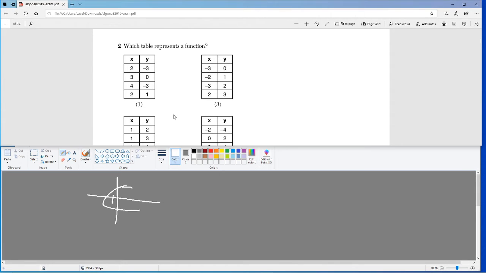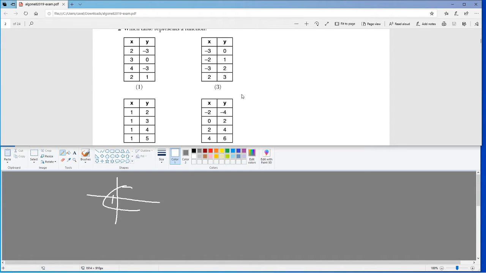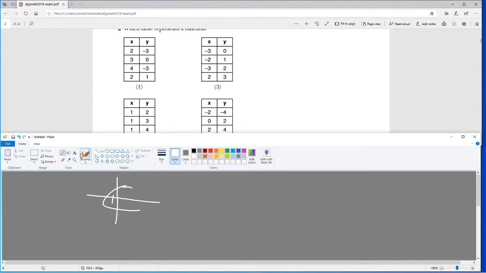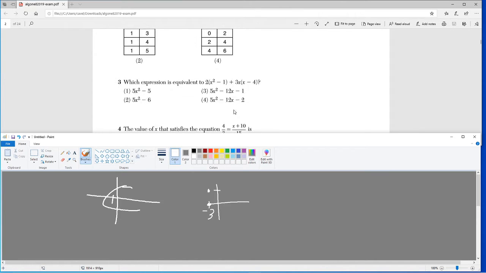So let's see. This is a function so far. This one is no good. Why is that? Because if you were to plot these points, -3, 0 and -3, 2, you'd have one here at -3, 0 and then another one. So what does that mean? This is not a function. You can't have two outputs with the same input. So that's choice 3.